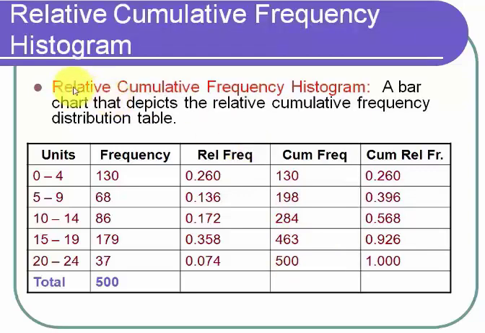Then finally, the relative cumulative frequency histogram is a bar chart that depicts the relative cumulative frequency distribution table. To get the relative cumulative frequency, we take the cumulative frequencies and divide by the sample size. So for example, 284 divided by 500 is 0.568.